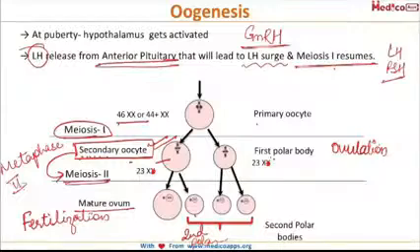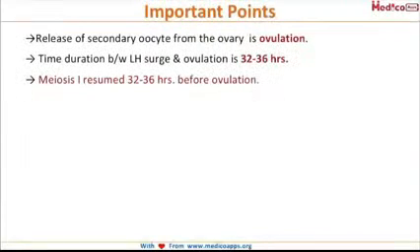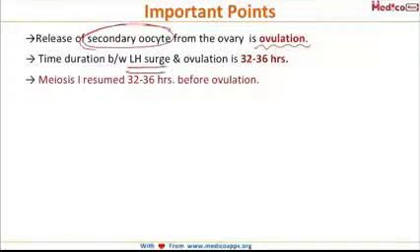Now in this entire process of oogenesis, there are a few important questions that you will be asked. And what are these? As I told you, at the time of ovulation, what is the stage of the oocyte at which it is released? It is the secondary oocyte which is released from the ovary at the time of ovulation. What is the stimulus for completion of meiosis I or for ovulation to occur? That stimulus is the LH surge. And what is the time interval between LH surge and ovulation? It is 32 to 36 hours.